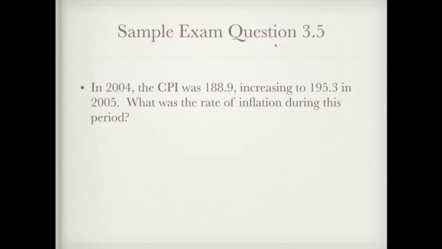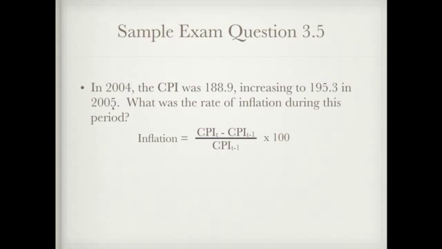So if you're given the following information. In 2004, the CPI was 188.9, increasing to 195.3 in 2005. What was the inflation rate during this period? So the formula that we're going to use is the inflation rate is the consumer price index at time t minus the consumer price index at t minus 1, and then that will be divided by the consumer price index at t minus 1.